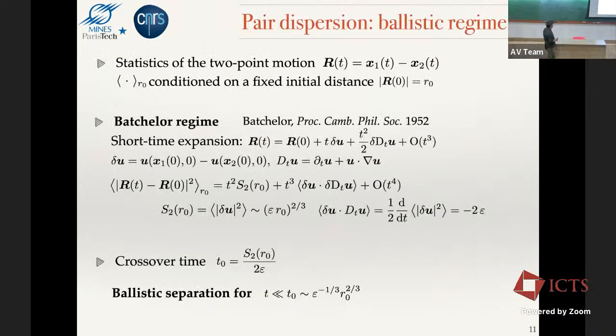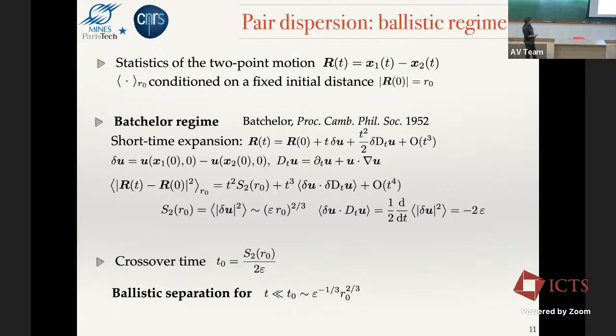Now I'm looking at the evolution of the distance between two tracers, and I'm fixing their initial separation to be some R0. When I write these things, I want to do statistics with respect to the fluid of the separation, conditioned on this initial distance, because this is the kind of statistics I want to do.